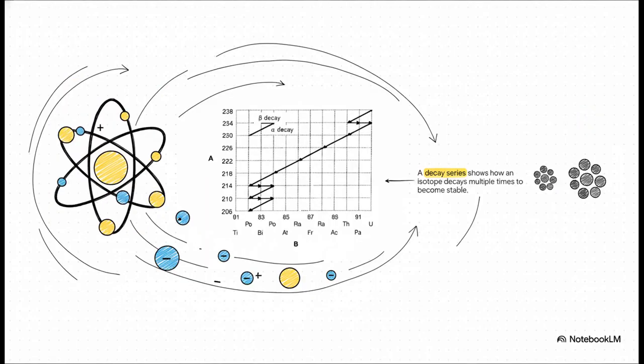And this is almost never a one-and-done deal. A really heavy, unstable element like uranium-238 will go through a whole cascade of these decays. It's called a decay series. It'll transmute from one element to the next, and so on, shedding particles and energy all the way down until it finally reaches a stable, happy state as an atom of lead.